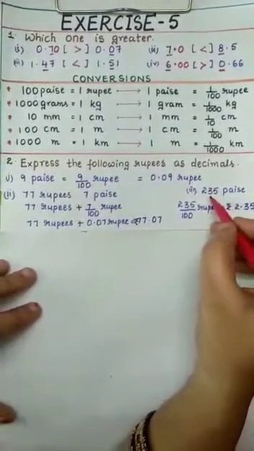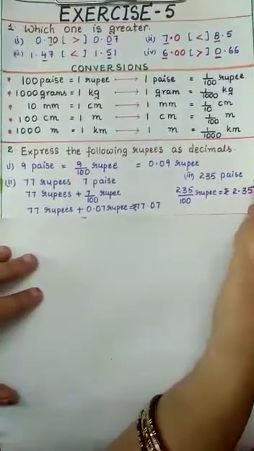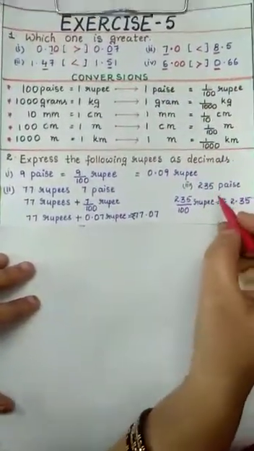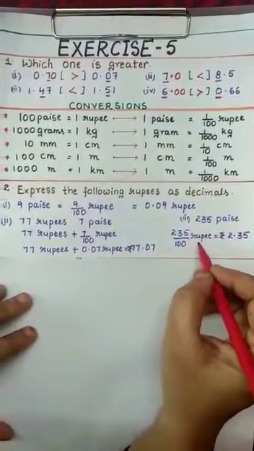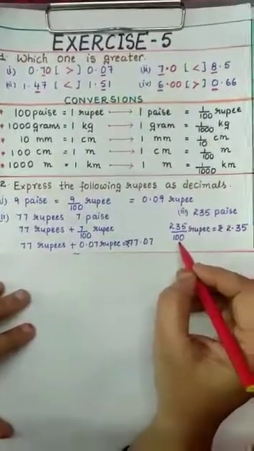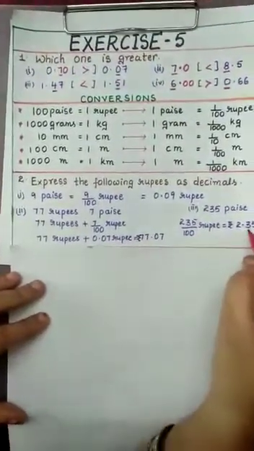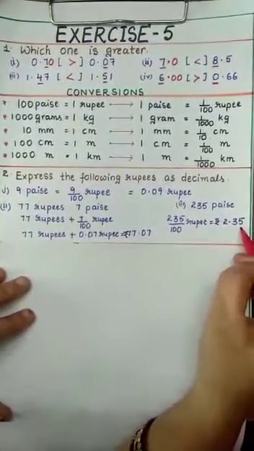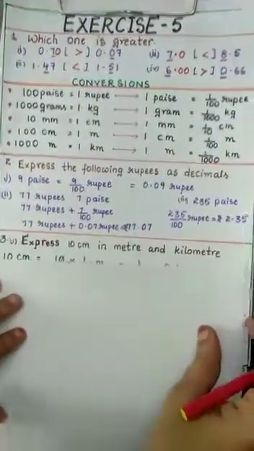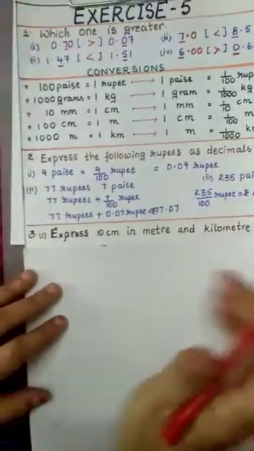Now the last sum, 235 paise. As we know 1 paisa is 1/100th of a rupee. So 235 paise, 235 by 100 rupee. So as we have 2 zeros in the denominator, make it 2 places after the decimal, which is 2 rupees 35 paise. Now this is one more interesting conversion.